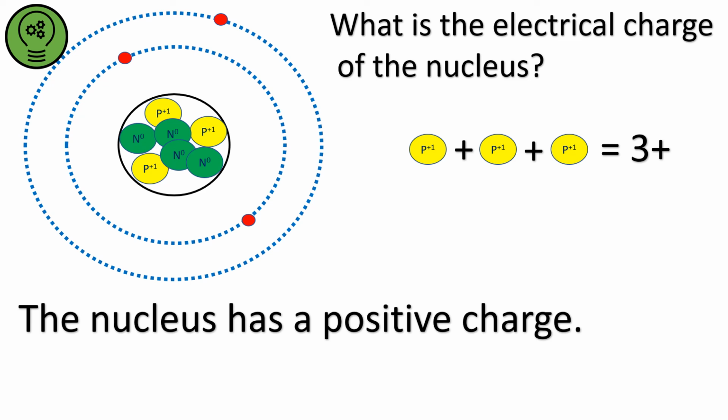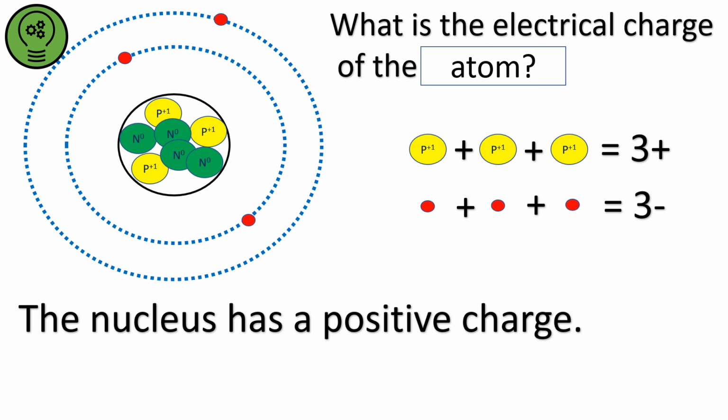Now watch what happens here. Look at the question again. What is the electrical charge of the atom? One word difference, but they do this to confuse you. Now the atom is the whole thing. It's not just the nucleus, it includes the energy levels as well. So now we have 3 positive protons and we also have 3 negative electrons. So you can see the diagram there. I've got +3, I've got -3. If I add those together, they cancel each other out, don't they? +3 -3, and I end up with 0 charge.